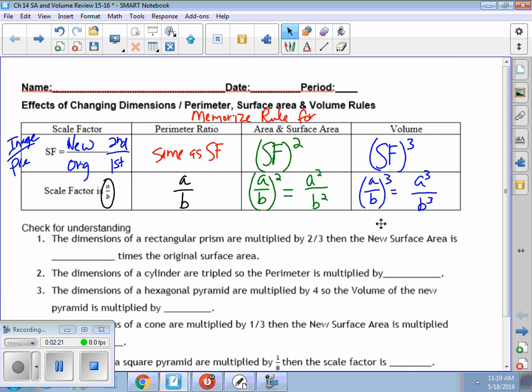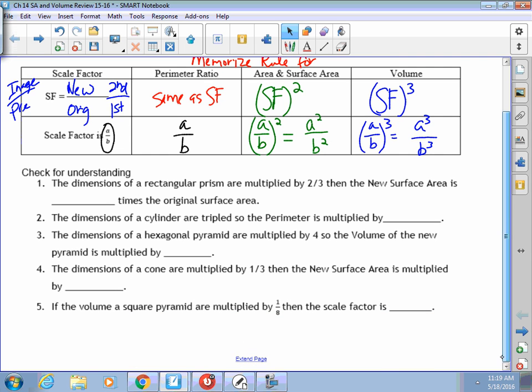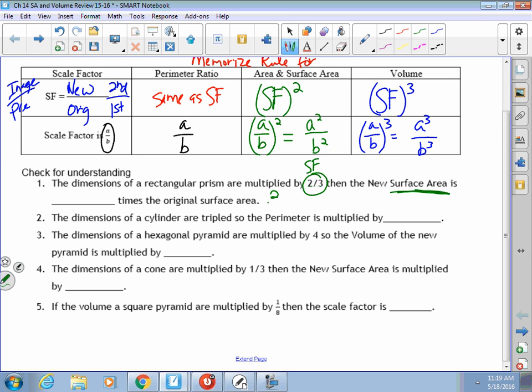And so we checked your understanding two ways. We checked with these questions here and then some sample questions on the review. So the key to this is understanding what represents the scale factor and what you are doing. Are you doing perimeter, area, or volume? On this first one, it tells us the dimensions of the rectangular prism are multiplied by 2/3. That 2/3 is my scale factor. This is the new surface area. I'm talking about surface area, so what do I do to the scale factor when it's dealing with surface area? You square it. So the answer would be 4/9.